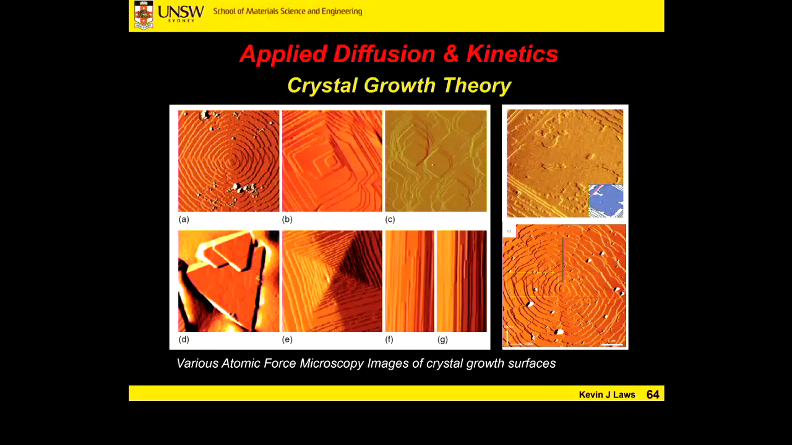Okay, so here I've put some examples of various images. These are AFM, atomic force microscopy, images of crystal growth surfaces. These are examples of spiral growth or the birth and spread growth mechanisms. So very, very slow growth on a crystal surface, and that's actually what it looks like.